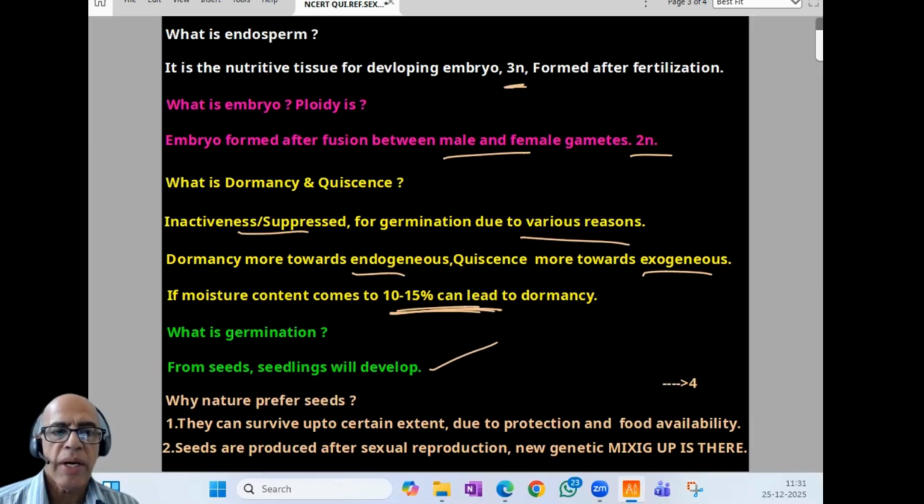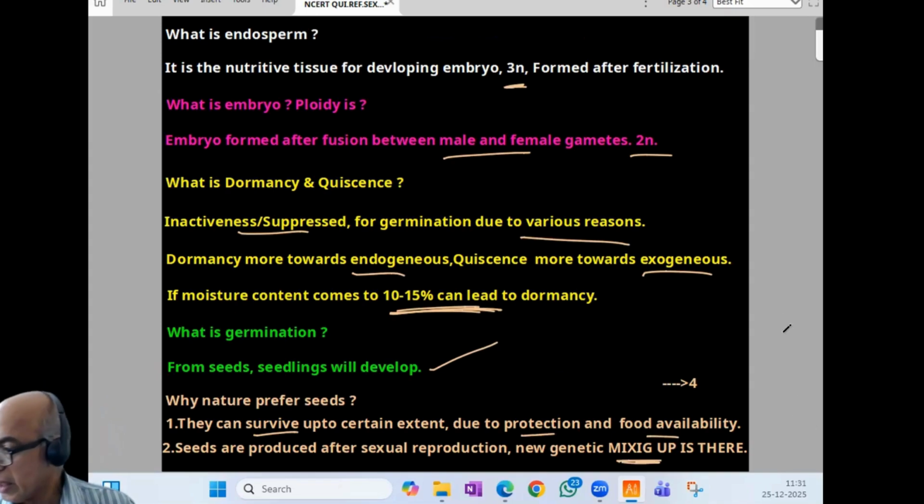And why does nature prefer seeds? Seeds have some advantages. One by one we can proceed. They can survive up to a certain extent due to protection and food availability. Second, seeds are produced after sexual reproduction, so new genetic mixing is there. That is also advantageous. We can proceed to the next page.